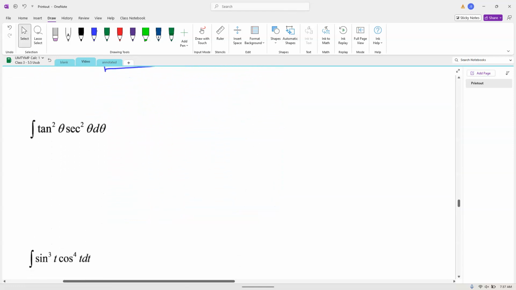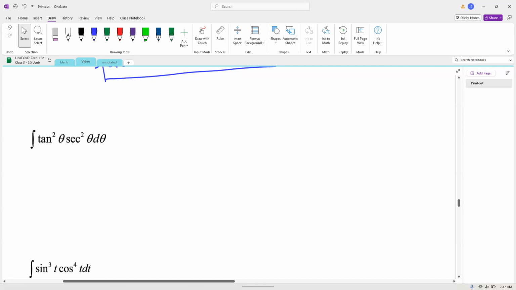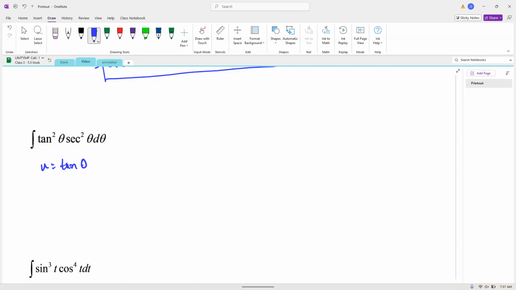Okay, next one, ooh, trig. We love trig, right? And so again, pause the video, select your u, work it out, resume the video when you're ready. Okay, the u here, I'm going to guess tangent of theta, and then if I do du, that would be secant squared of theta d theta. Okay, does this work? Yes. This would be the integral of u squared du. Okay, this time I got lucky.